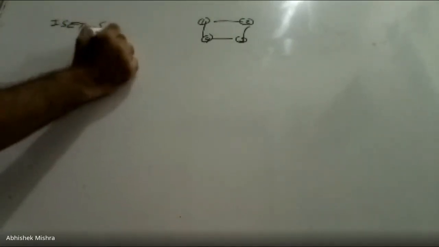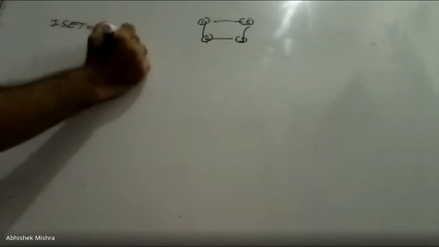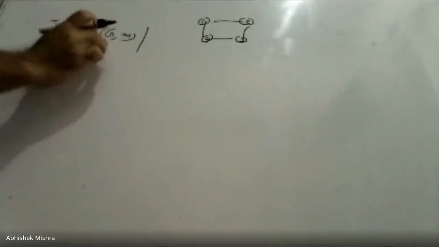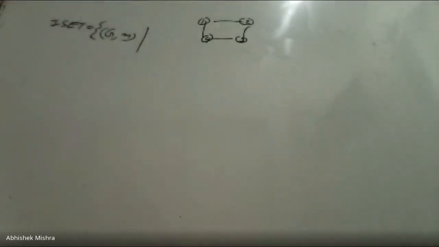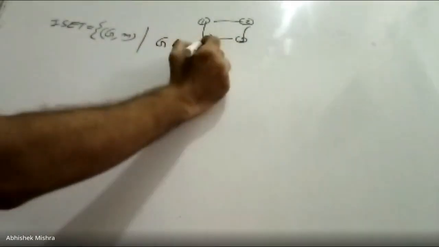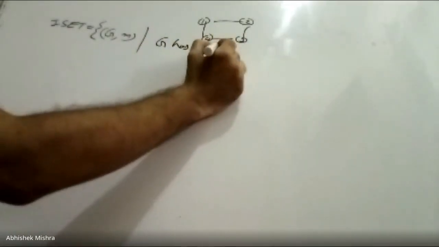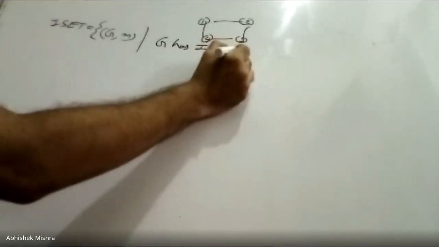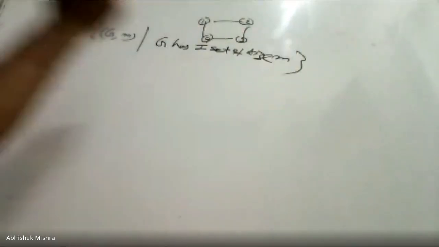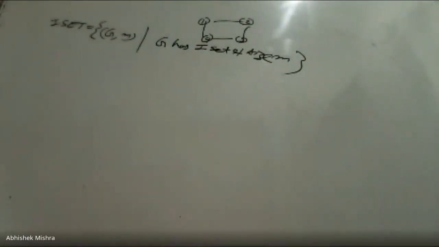It is the set of all pairs of a graph G and an integer n. Here G is the adjacency matrix of some undirected graph like this, and n is some integer such that G has an independent set of size n. For example, suppose G is this graph.